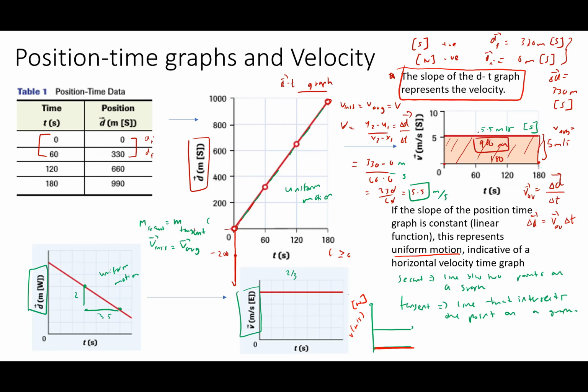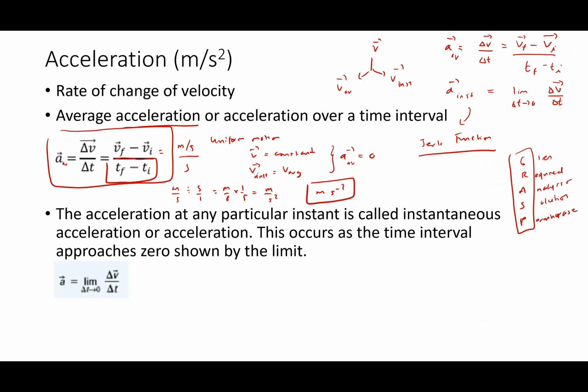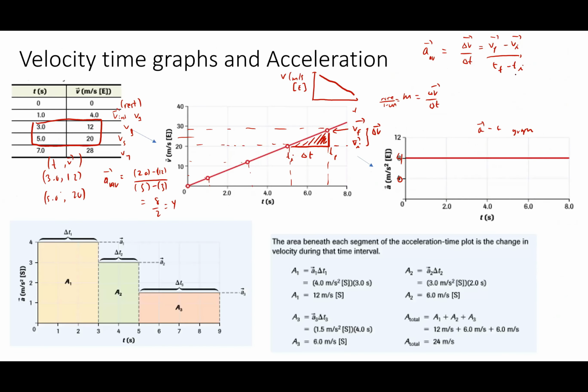This is something that you want to understand. So going back to this, because we know that average acceleration is change in velocity over change in time, if you wanted to find the change in velocity, you could just take your average acceleration and multiply by time.